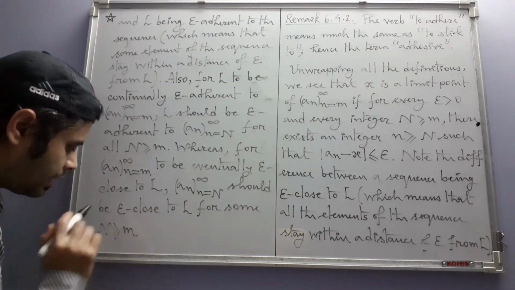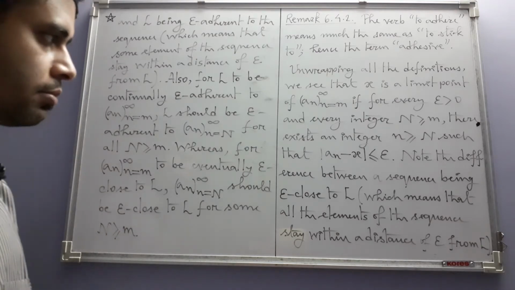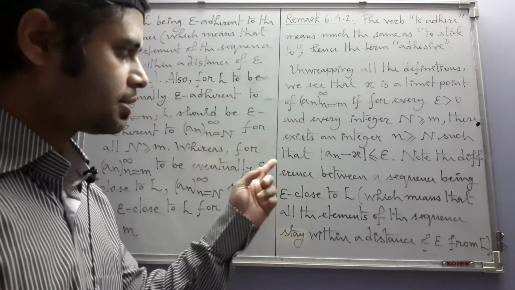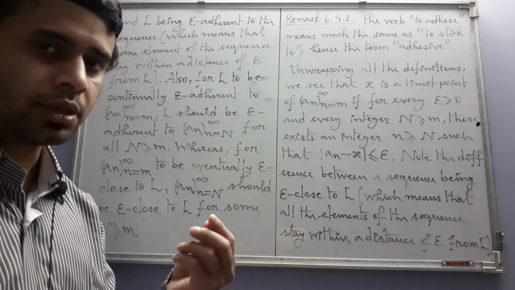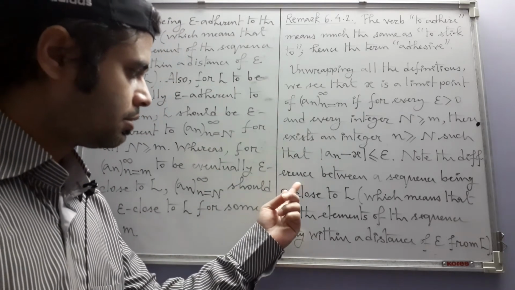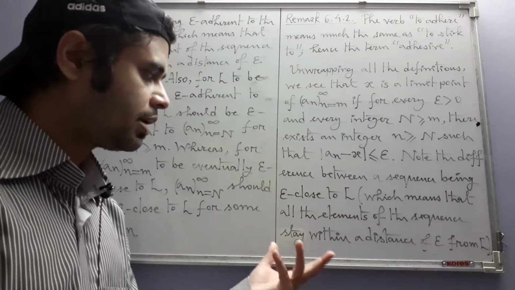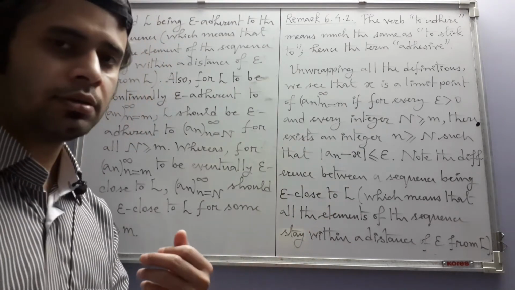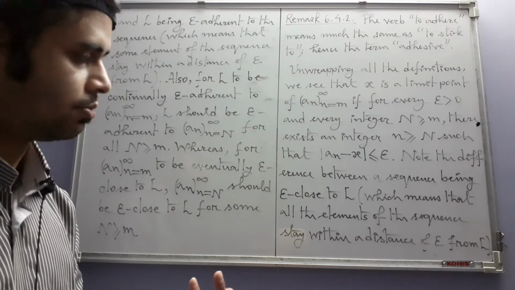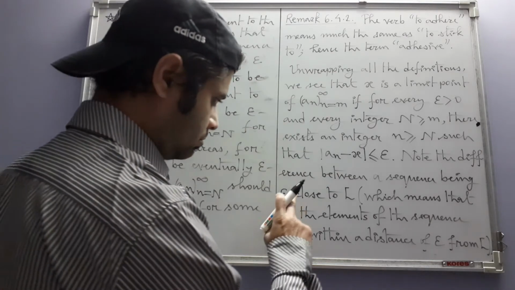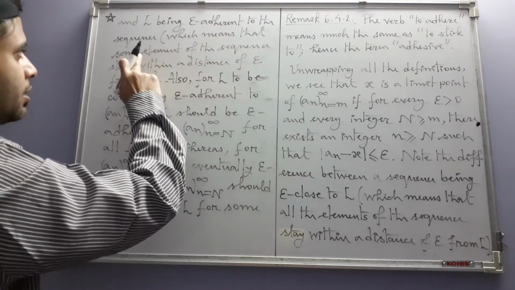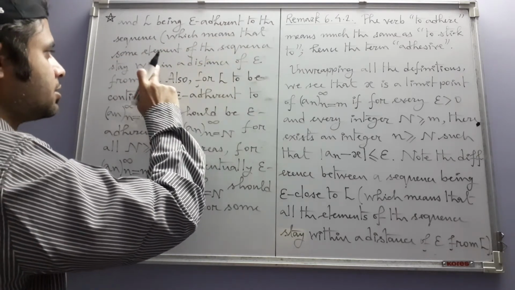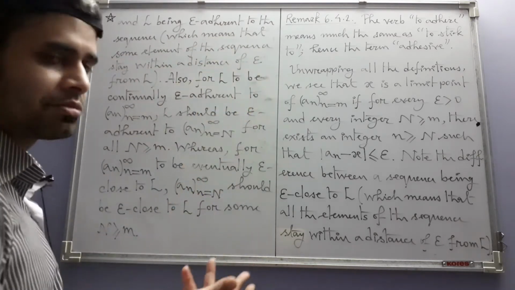Do you see why it is confusing? In the case of epsilon adherence of a real number to a sequence, the quantifier is for some, for at least one. Here, epsilon adherent to the sequence, which means that some element of the sequence stays within a distance of epsilon from L.